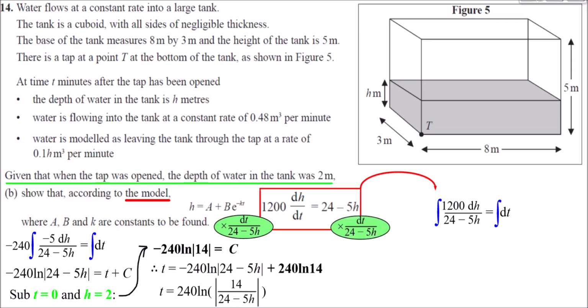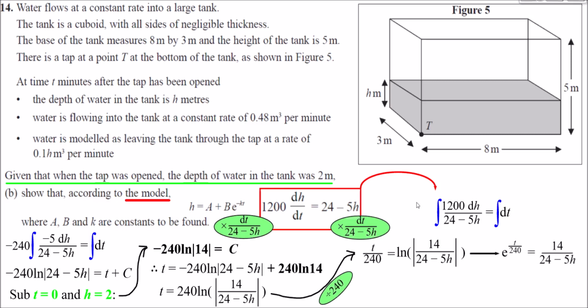So what to do next? Well, if I now divide both sides by 240, I get that t all over 240 must equal the natural log of the mod of 14 all over 24 minus 5h. If I now raise both sides to the power of e, I'll get e to the power t over 240 equals 14 all over 24 minus 5h.